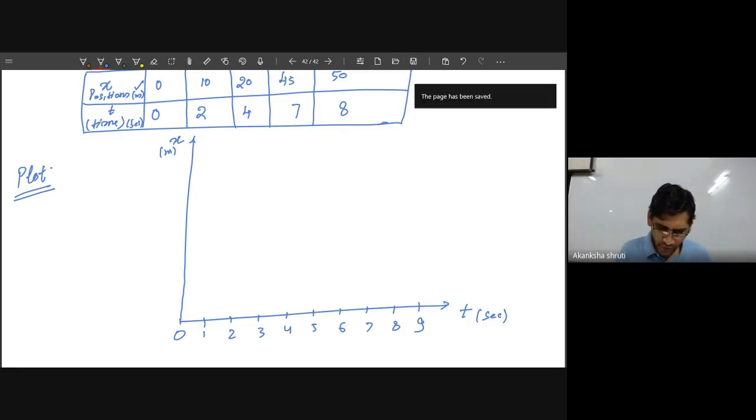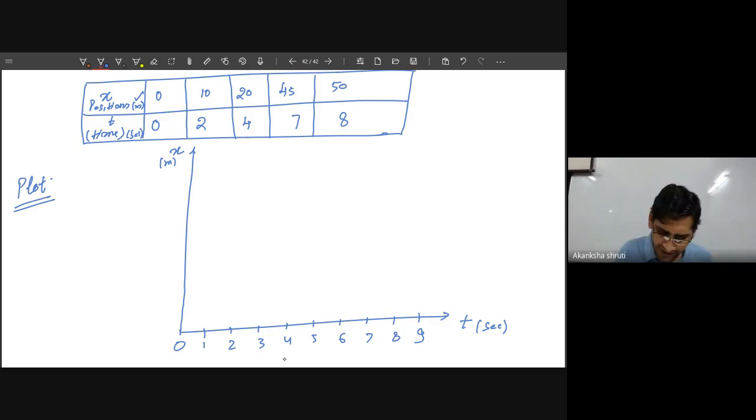On the position axis, we are observing that it is going up to 50, but in this small length it is quite difficult to put the 50. For that, we take certain units, say 5, 10, 15, 20, or we may take 4, 8, something like that. Let me take this as 5, 10, 15. That will appear convenient to me.